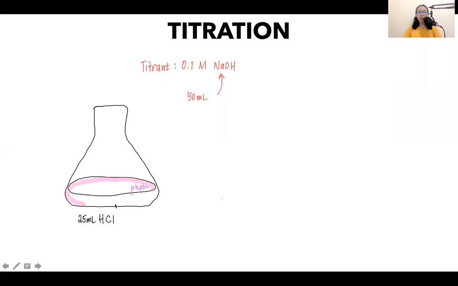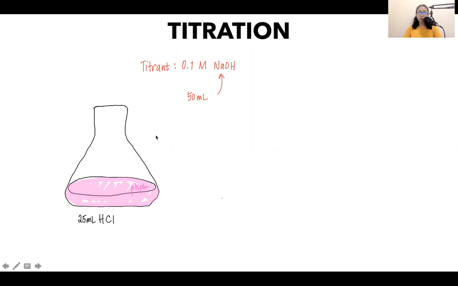So what does this mean if the solution turns pink? It means we reached the endpoint. Again, the endpoint is the visible signal for the equivalence point. So now that we are at the endpoint, we stopped adding sodium hydroxide solution. Now we apply the definition of titration. Again, the definition of equivalence point.